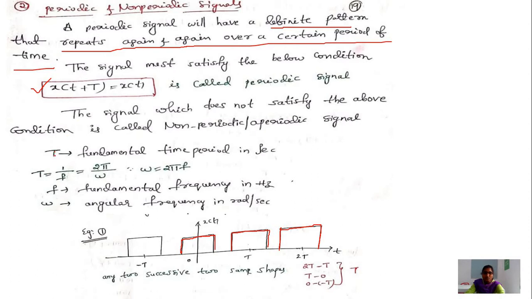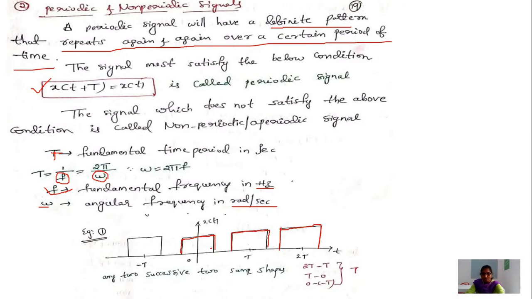Here capital T is called the fundamental time period, and T = 1/f, where f means the natural frequency, and T = 2π/ω. Omega is the angular frequency. f is the fundamental frequency and its units are Hz, and omega is the angular frequency, with units in radians per second.